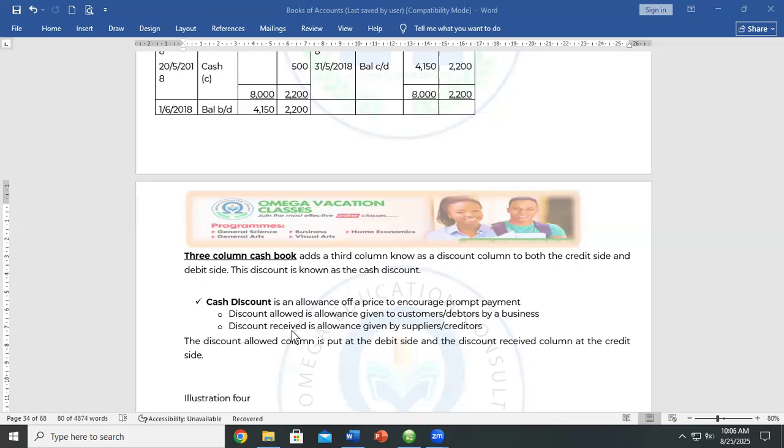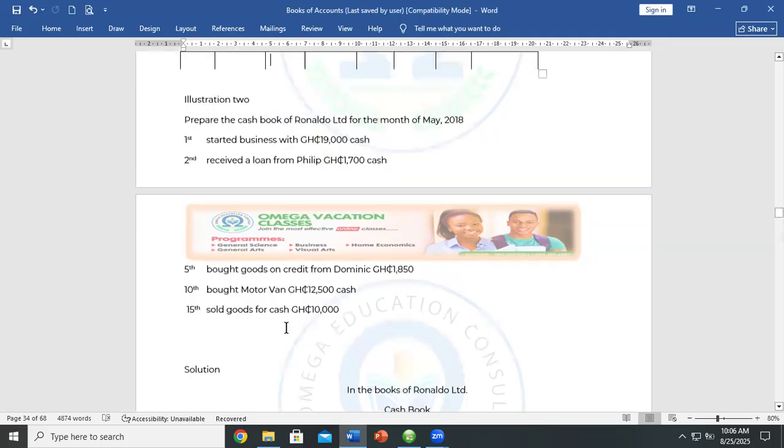Okay, please, any question before we continue? Any question? Okay, there are no questions. So let's look at the first illustration, which was about the 1-column cash book.